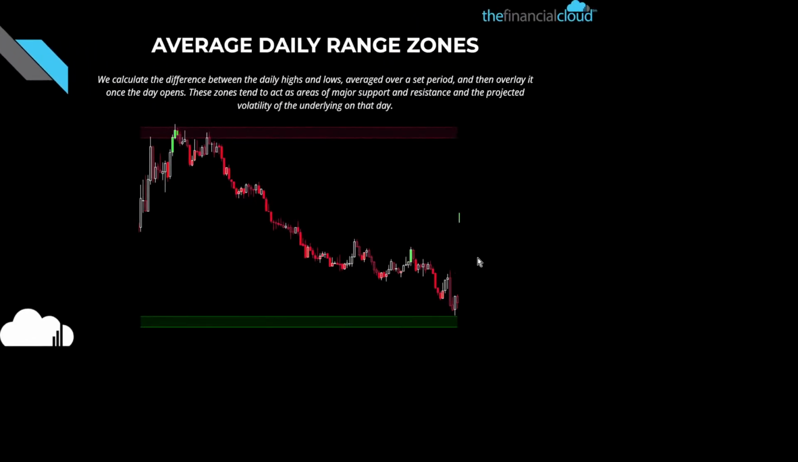Next thing we want to talk about is our average daily range zones. Another thing those who have been in the Discord for a while are very familiar with. Built in, you never have to worry about finding them again. Simply, we're calculating the difference between highs and lows, averaging them out over a period of time, overlaying them once the day opens, and boom, automatic support and resistance on your chart.